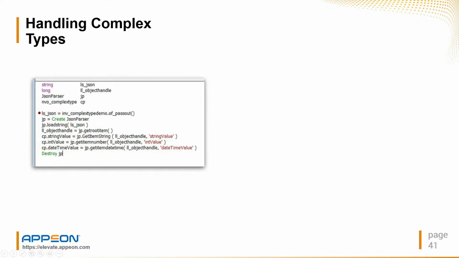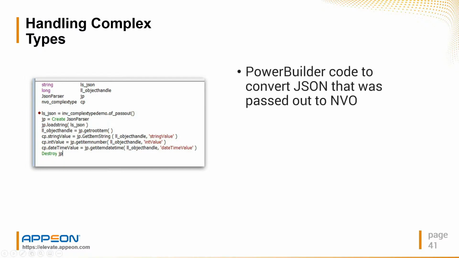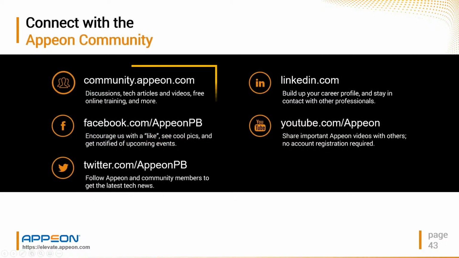And then conversely, what we're going to do here is ask that JSON assembly for the complex data, and it's going to give it to us in JSON because it serialized it into JSON. I'm going to create a JSON parser, load the JSON, and then pull off each of the individual values and assign it to my complex object, and then I would go off and do whatever I needed to do in PowerScript with that complex object. Okay.